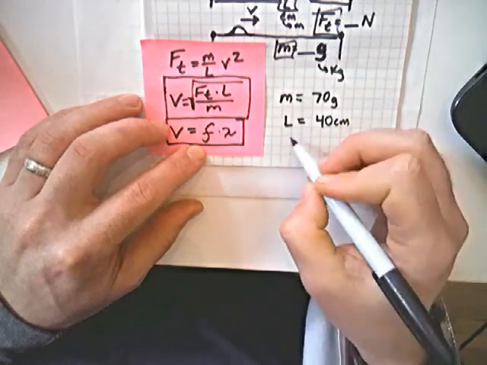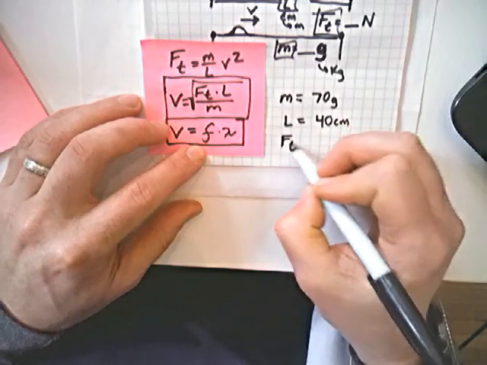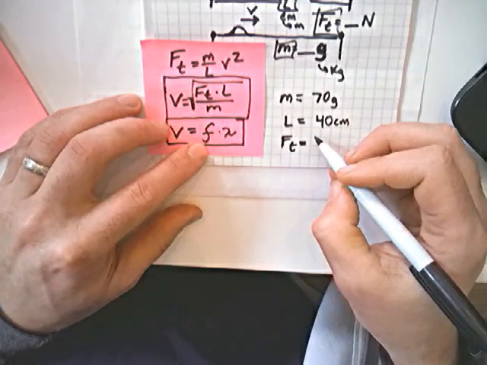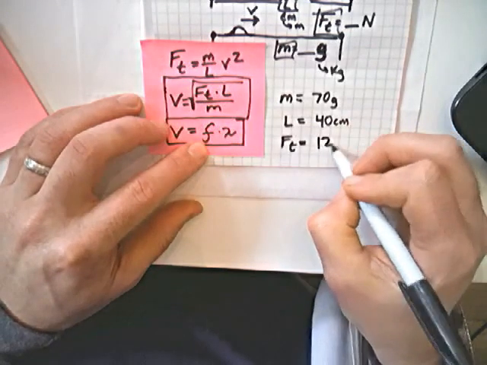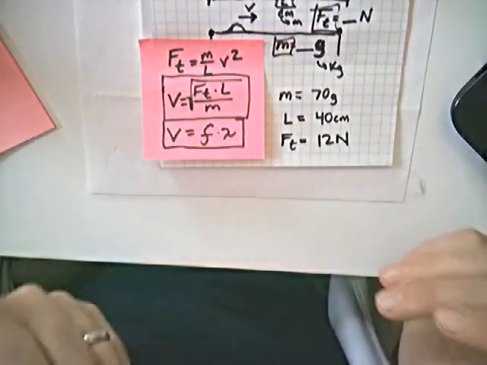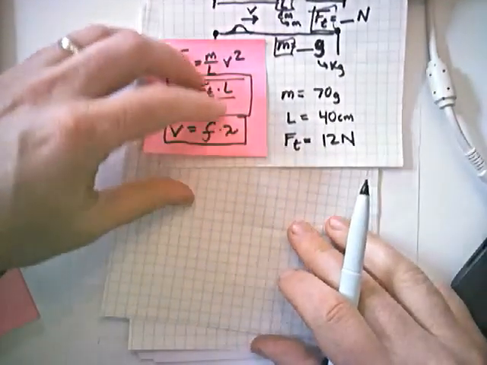40 centimeters for the length. And then finally, we also have a tension equal to 12 newtons. I was looking at the problem set and coming up with some numbers based on that. So what do we do here? How are we going to solve for the velocity in this particular string? Well, we're going to begin with our formula.